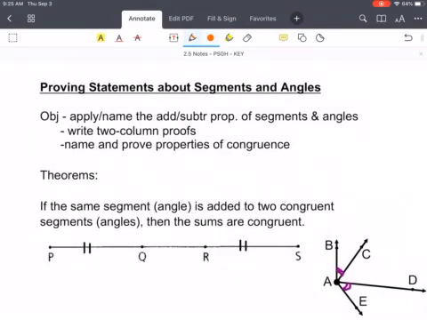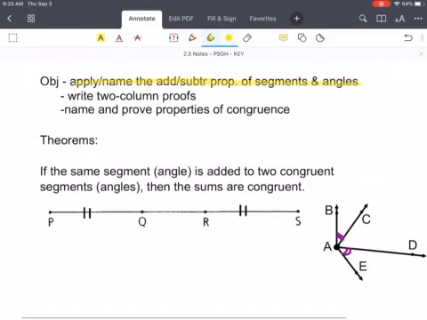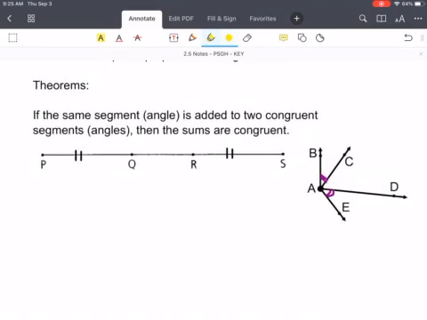So today we're going to look at proving statements regarding segments and angles, specifically how to write them in the two-column proofs, and specifically looking at using the addition and subtraction properties. So addition is going to be something where we're given a smaller angle and we're going to something bigger. So when we look at the two separate diagrams here, in this first one, we are given that PQ is congruent to RS.